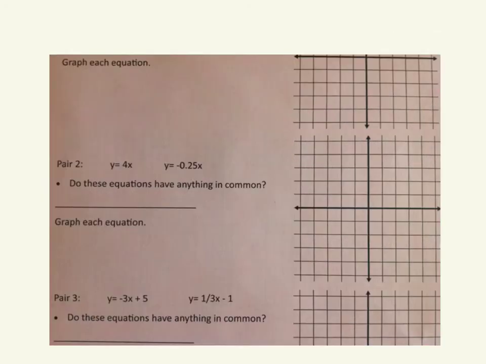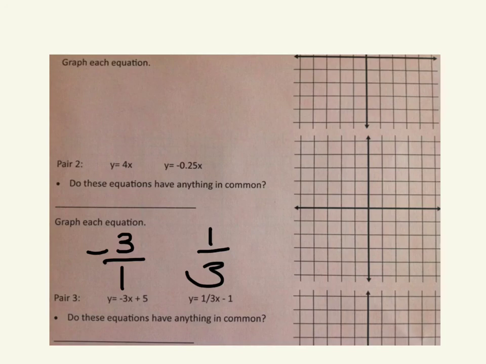Okay, pair 3, I have y equals negative 3x plus 5 and y equals 1/3 x minus 1. Again, I'm going to write them as fractions. So negative 3 becomes negative 3 over 1, and 1/3 becomes 1 over 3.